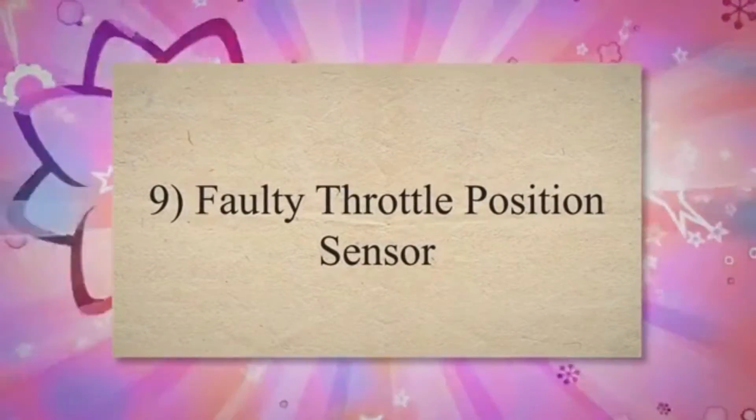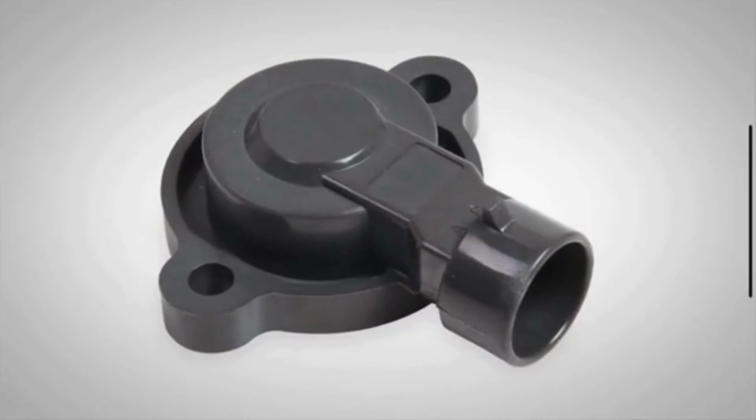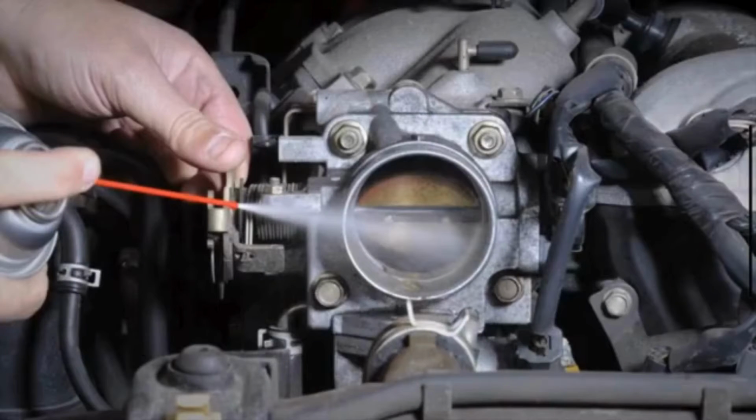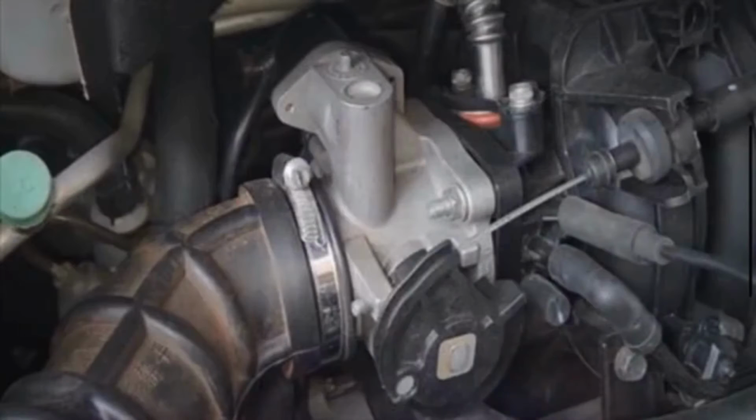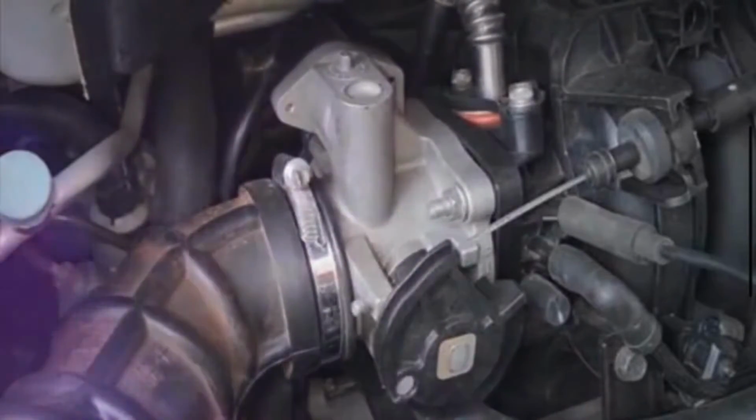9. Faulty throttle position sensor. The throttle position sensor monitors the position of the throttle. An issue with the throttle position sensor can lead to incorrect signals to the engine control module, impacting throttle response and power delivery.